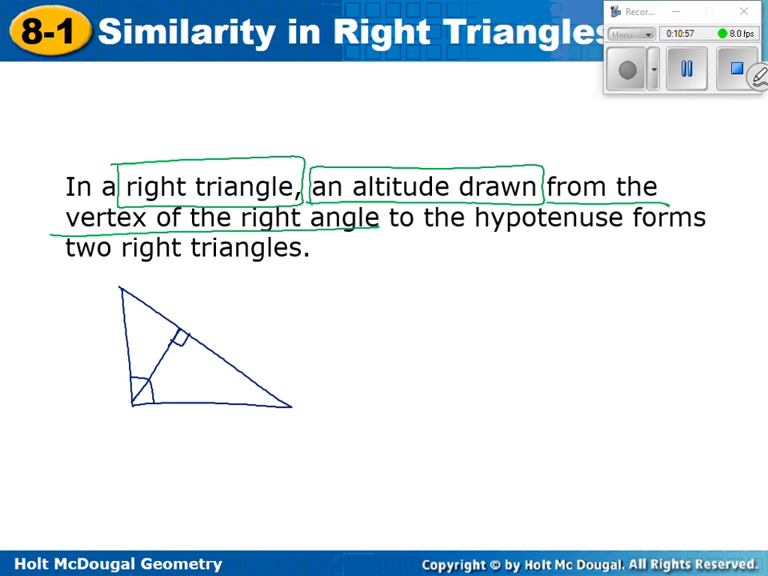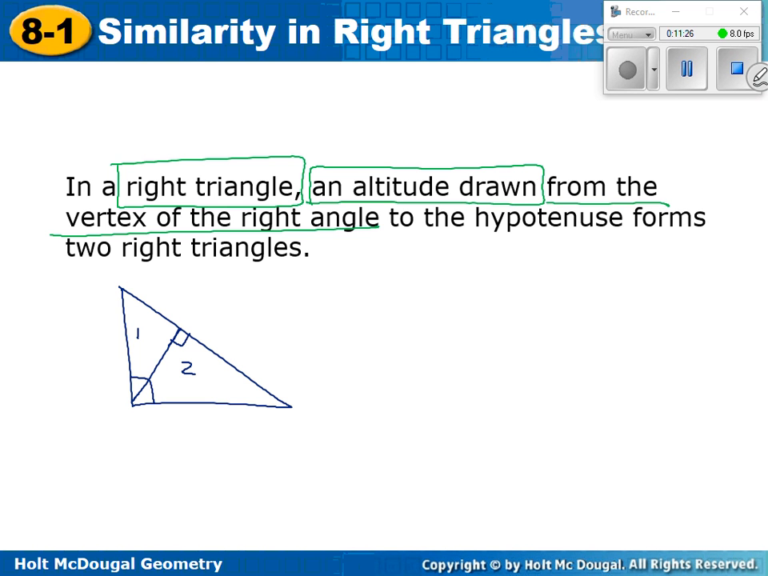If your picture does not have a right triangle with an altitude drawn from the right angle, then what we're learning today will not work. But when you have a right triangle and you draw an altitude from the right angle, how many triangles are now in the picture? Careful. 3. There's the great big one. Does everybody see the big one? And then there are 2 small ones, right?